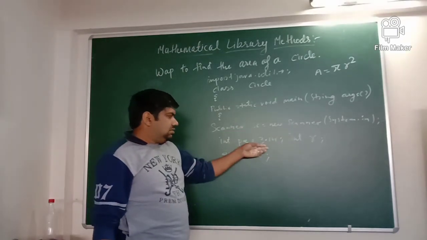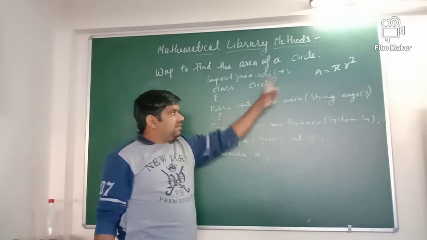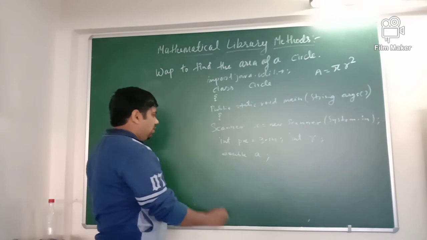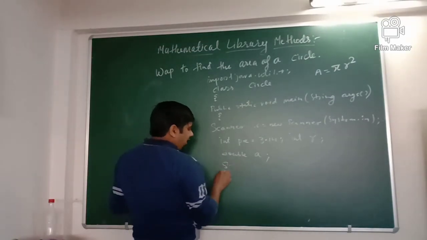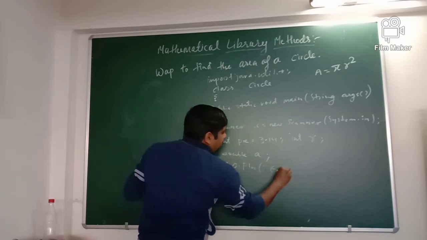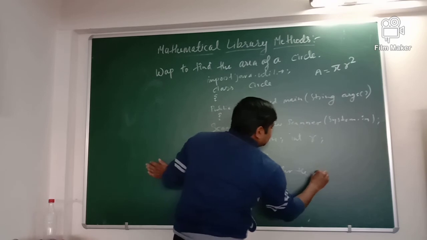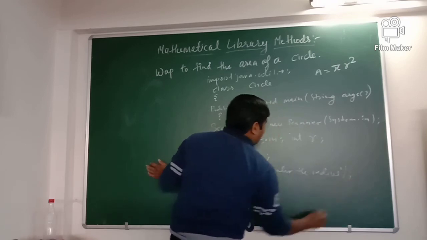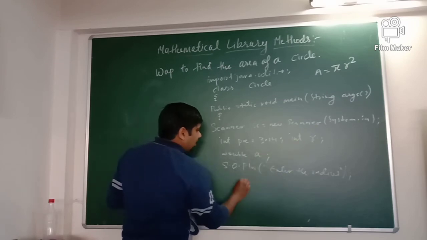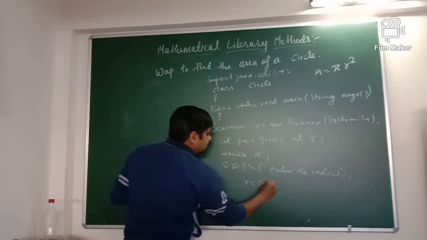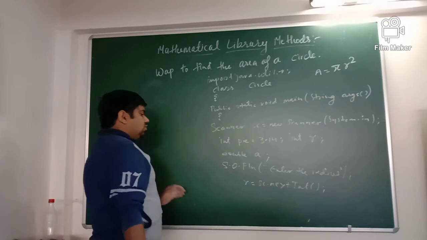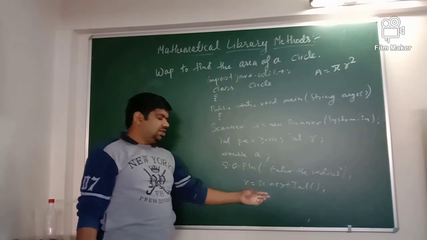So I have got pi, I know the value of pi. I just want the value of radius. That means you just need to take the value of radius and find the area of a circle. So here I write System.out.println, enter the radius. Now how to enter the radius? Since we have declared the radius as an integer, we write r equals sc.nextInt(). This is the way to take the value of an integer from the keyboard.